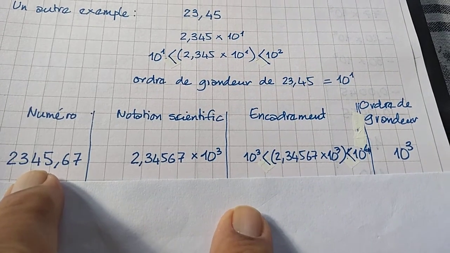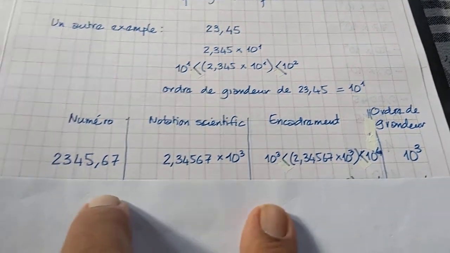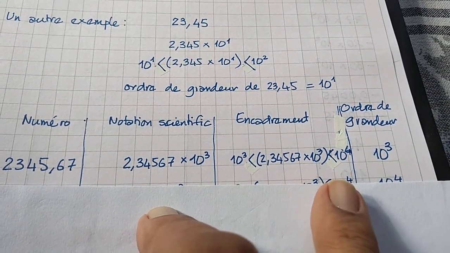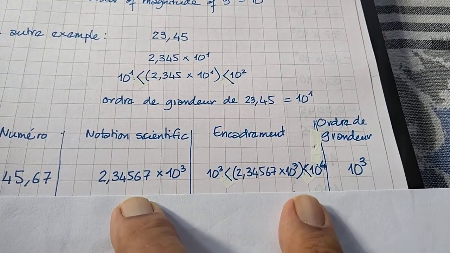So 2,345 is between 1,000 and 10,000, but it is closer to 1000 than it is to 10,000. So the ordre de grandeur is 1000, which is 10 to the power 3.